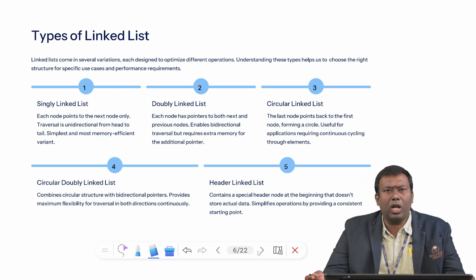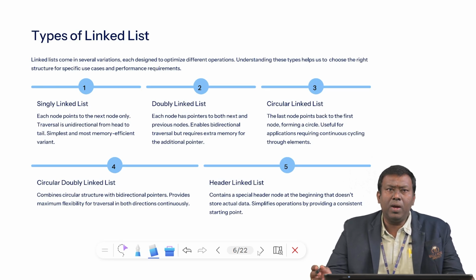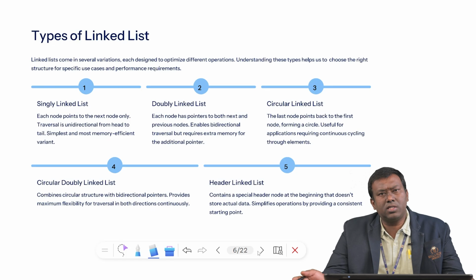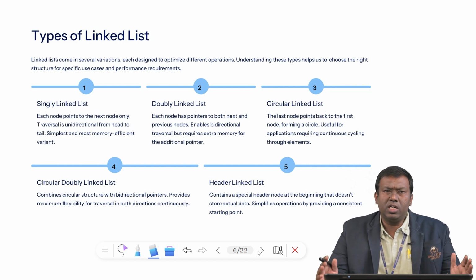Next, we have one more type, that is a circular linked list, where the last node points to the first node, making a form of a circle. A combination of a circular linked list and a double linked list gives a circular doubly linked list, which has both directions of traversing, as well as the last node pointing to the first node. And we have one more, called a header linked list. It contains one special header node which doesn't hold any data, but is generally used to make the operations simpler.